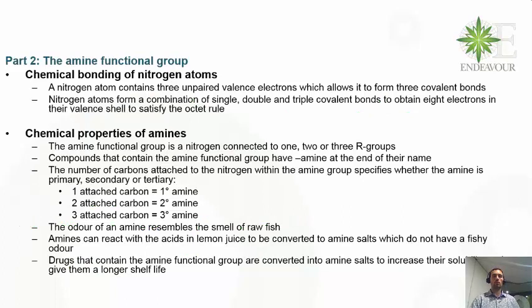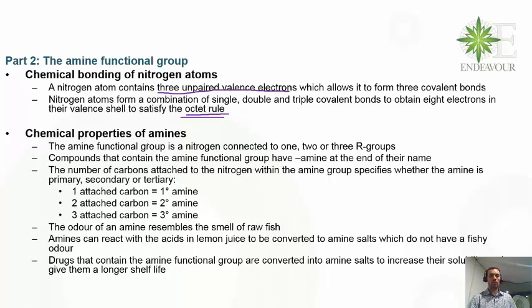So to summarize what we've seen in part 2 here, which is the amine part of the session, we saw that nitrogen had a specific way of forming covalent bonds in terms of needing to pair its 3 unpaired valence electrons, which meant it could form 3 covalent bonds. To form these covalent bonds, it could either form 3 single bonds, a double bond and a single bond, or a triple bond. By having 3 bonds, the nitrogen atom satisfied the octet rule and had 8 valence electrons, which made it very stable.